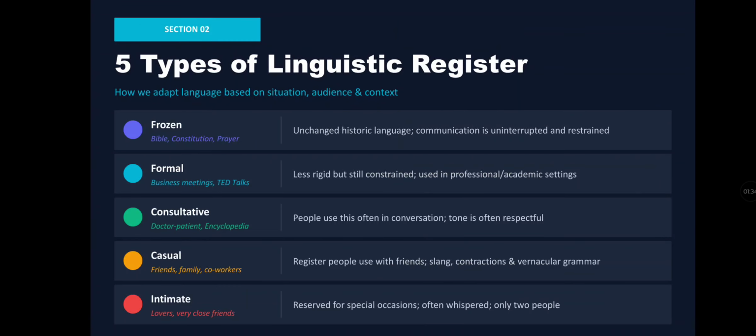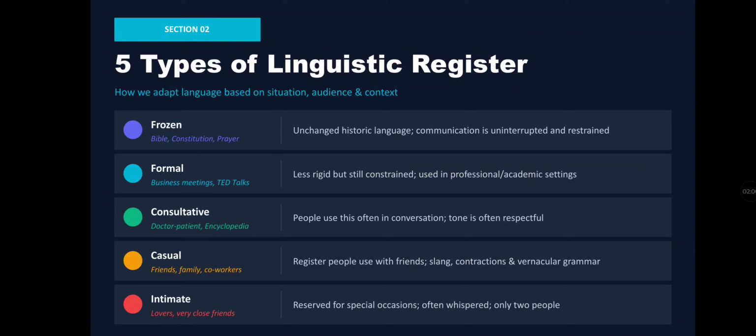Let's see some of the types of linguistic register, how we adapt language based on situation, audience, and context. The first one is frozen, like the Bible, Constitution, prayer. Unchanged historic language, communication is uninterrupted and restrained. Then comes formal, which is business meetings, TED talks, etc. Less rigid but still constrained, used in professional and academic settings.